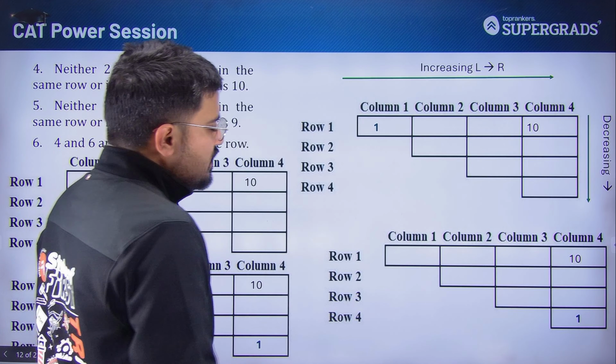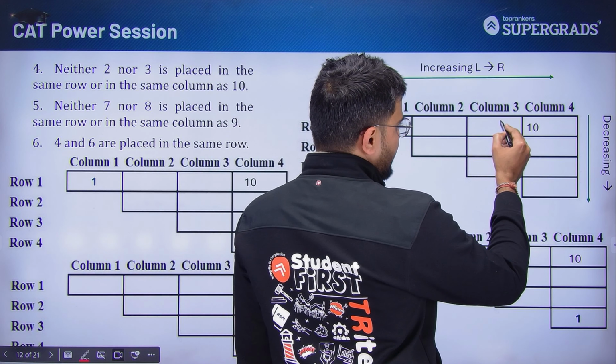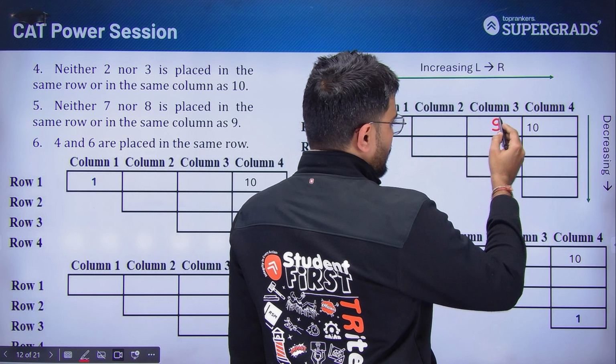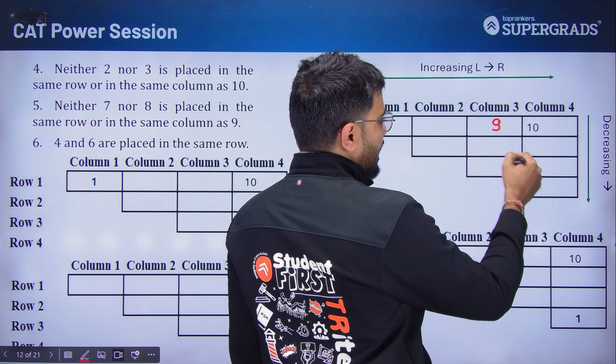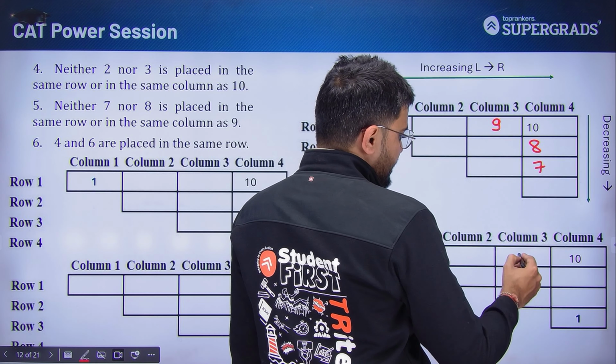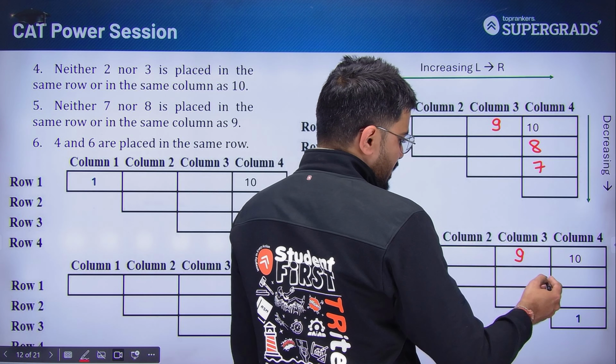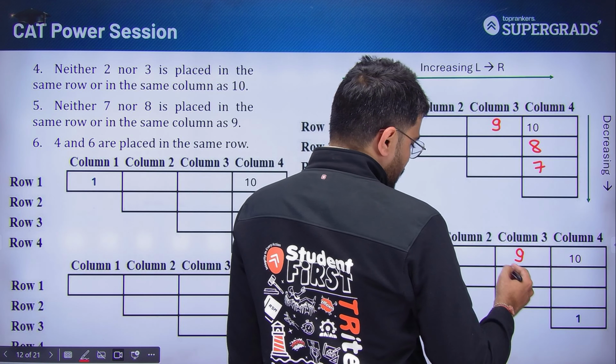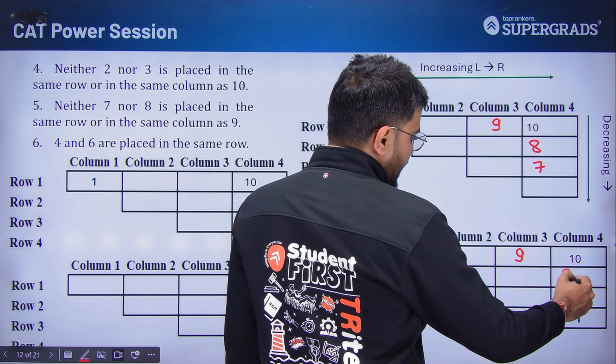So what we have done, this is 10. First case is if 9 comes here, then 7 cannot come here, 8 cannot come here. So 8 and 7 will come here. And in this case, if 9 comes here at the same place, so 7 and 8, the only option left is 7 and 8 comes here.